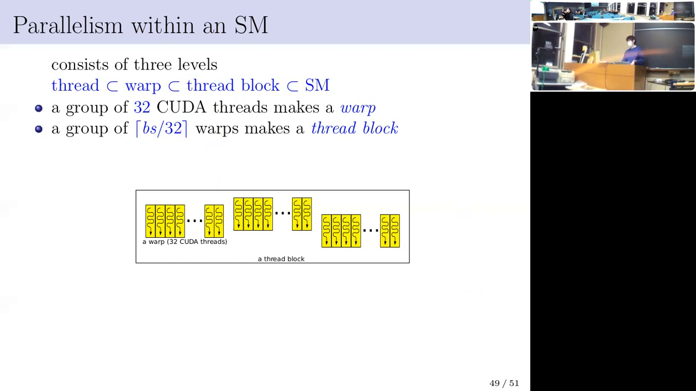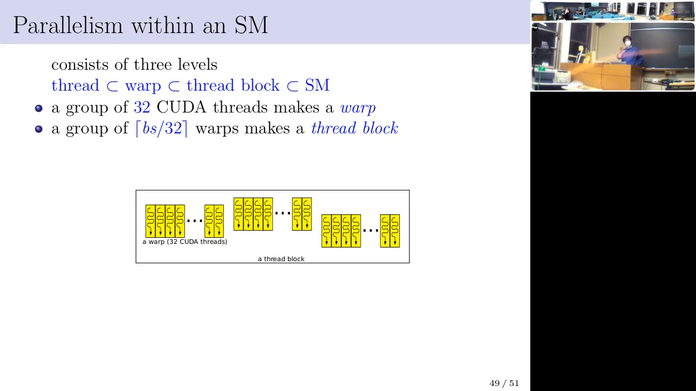So for example, when you say you want to have 128 threads in each thread block, from the hardware's perspective, it is 4 warps. A single warp is 32 CUDA threads, so 128 CUDA threads is 4 warps from the hardware's perspective.